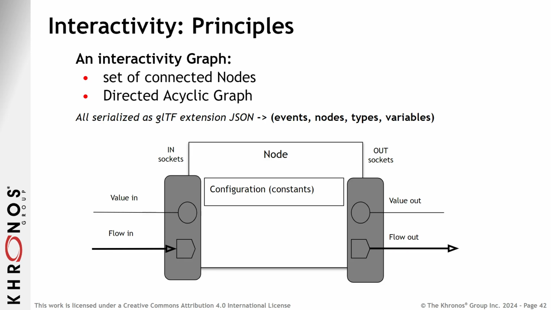You see in the extension JSON we have events, nodes, types, and variables, and it basically creates a directed acyclic graph. And you can see on the left your node structure. You have value ins and value outs on the right side, and flow ins and flow outs on the right side as well. Configuration constants are also configured in the node, and you can basically use this structure of a node to define all sorts of interactive aspects and have a whole logic graph with this structure.